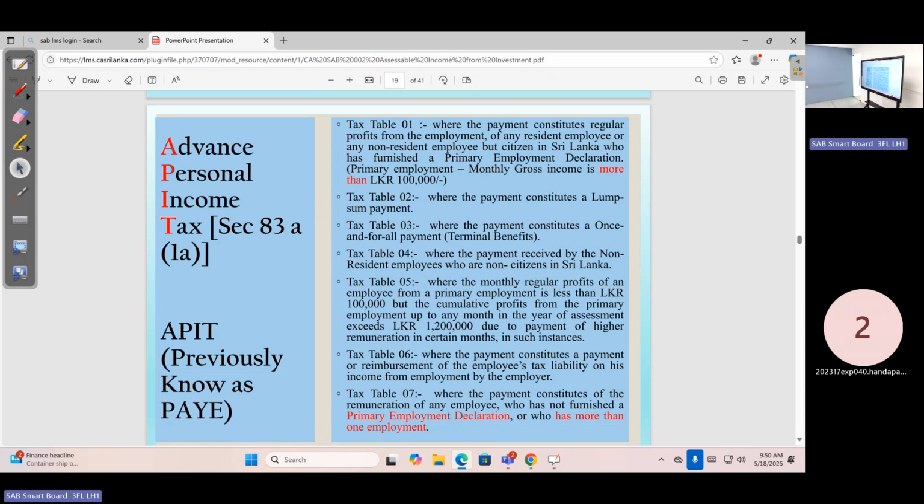Termination, employment termination and retirement, is there a difference? Termination can happen from the employer's side and also from the employee's side.